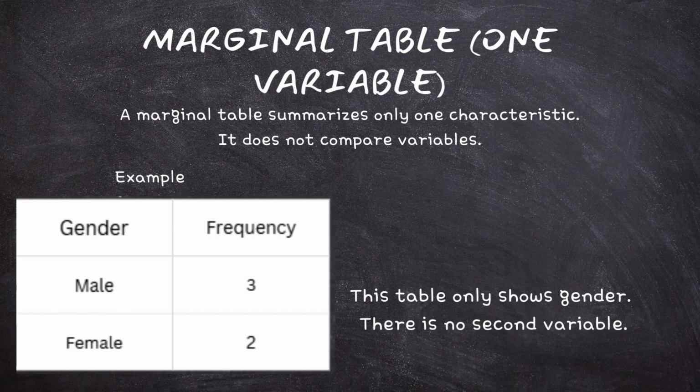Now, there are two types of tables basically, and we have the marginal table, also known as the one variable table. Now, the marginal table summarizes, take note, only one characteristic. It does not compare variables. For example, we're talking about gender here. We're only talking about the gender. We are just seeing the summation of the different genders that we have: the male is 3, the female is 2. There is no comparing of gender with anything. There is no second variable.